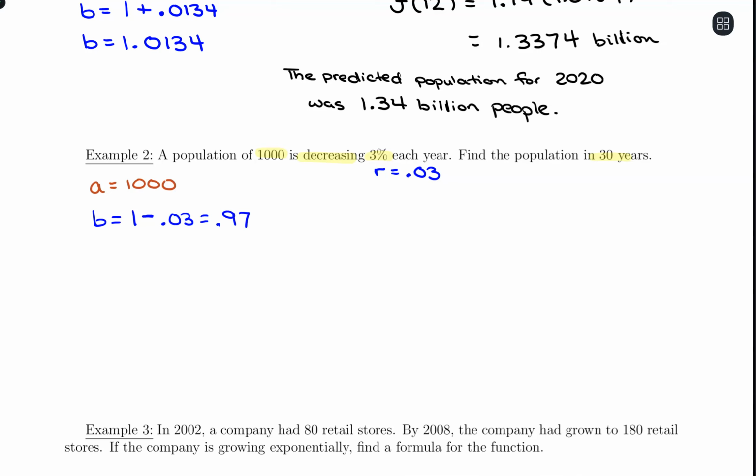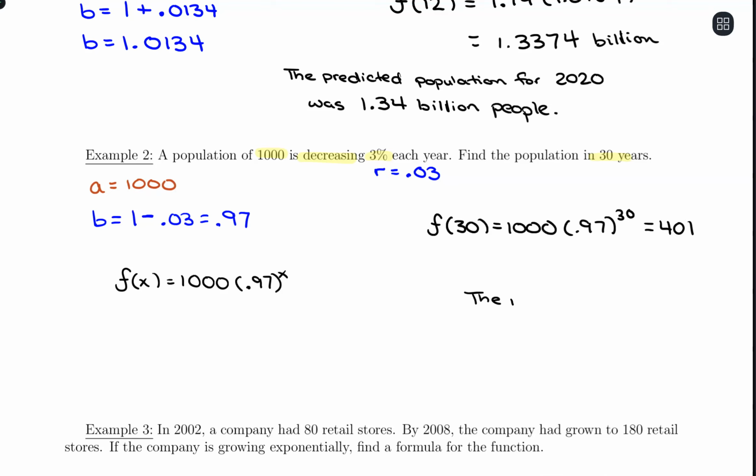So again, we haven't really looked at decay yet, but the idea is 100% is the whole. So if I want to take away 3%, really I'm taking 97% of what I have. So our function, let's say f of x, is going to be equal to 1,000 times 0.97 to the power of x. And then we're looking at 30 years passing. So we want to look at f of 30, which is 1,000 times 0.97 to the power of 30, and that should be 401.